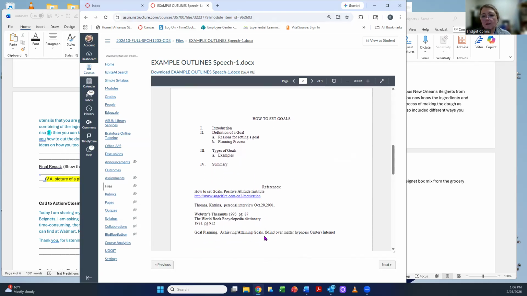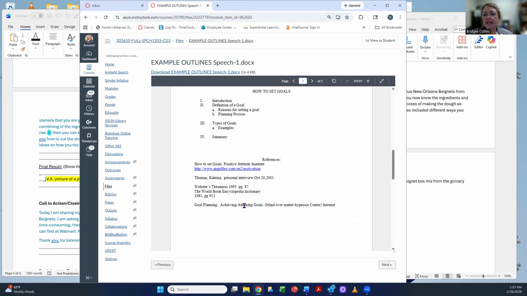How to set goals. This one is very basic. I think this was a 3-minute speech. It wasn't very long at all. I didn't write out the introduction because I pretty much memorized what I wanted to say in the intro, and then I left my trigger words. I had everything on a separate index card. That way I could remember and expound upon them. And still I have my references and my sources.